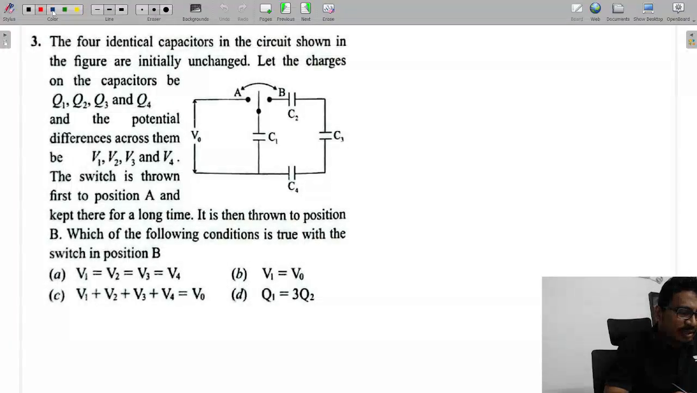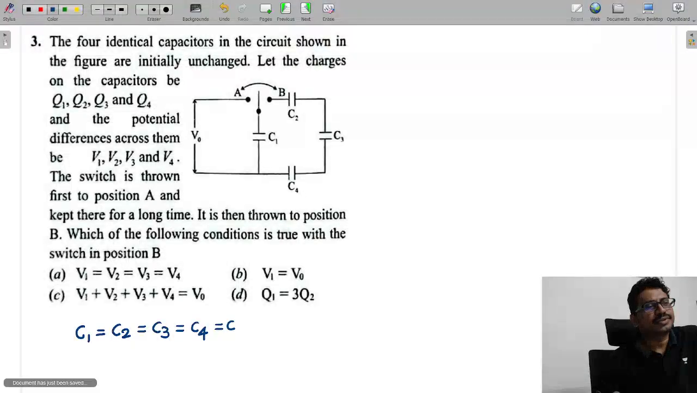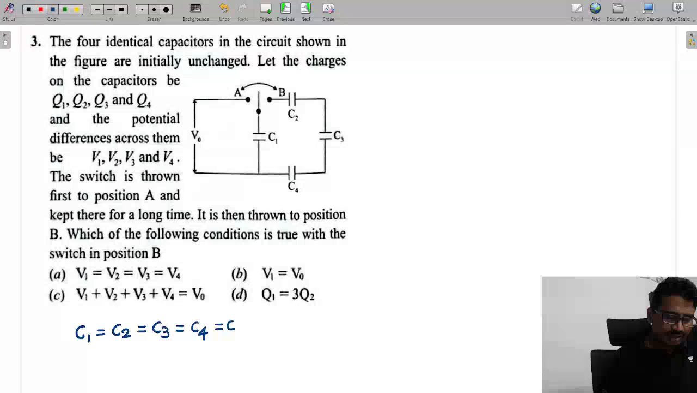Look at what they have given. I have four capacitors, and all the capacitors are identical. That means C1 equals C2 equals C3 equals C4, and let us call all these values C. Now initially the switch is thrown to position A. That means this connection is established and there is no connection for B.